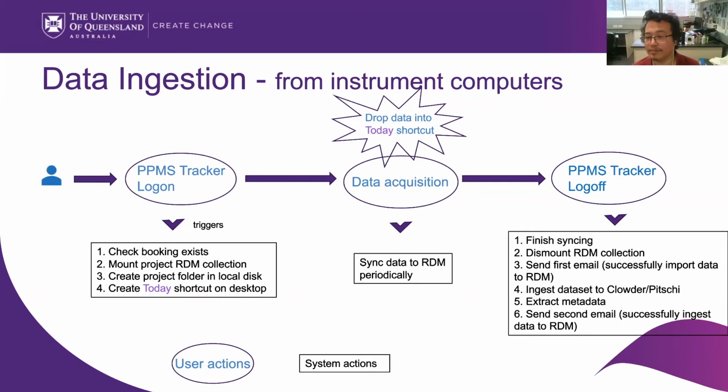It will then dismount the RDM collections, and first send an email confirming that the data is already saved into RDM. And then it will try to ingest the data into Clowder. Once ingestion is done, it will send a second email, which is very similar to the first one, but with the link to the data. And the metadata extraction is happening in the background as well.